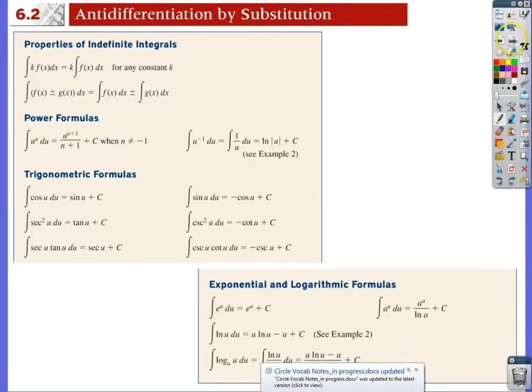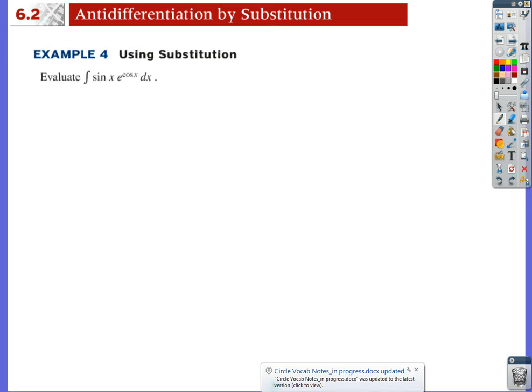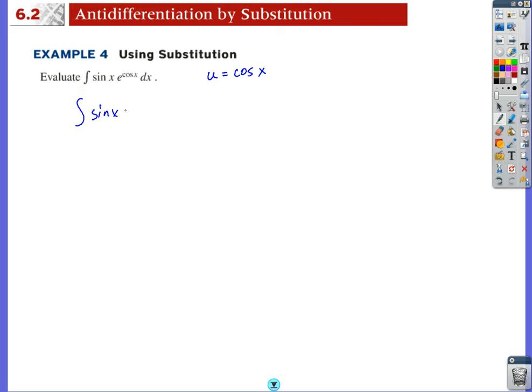Well, what can I do? So what we're going to do is we're going to make up a u, and I'm going to just lead you through this one. All right, I'm going to make up what's called a U-substitution. So I'm going to use substitution. I'm going to say u is going to equal cosine of x. Great! So I go back in here and I plug all that in. Sine of x times e to the u dx.